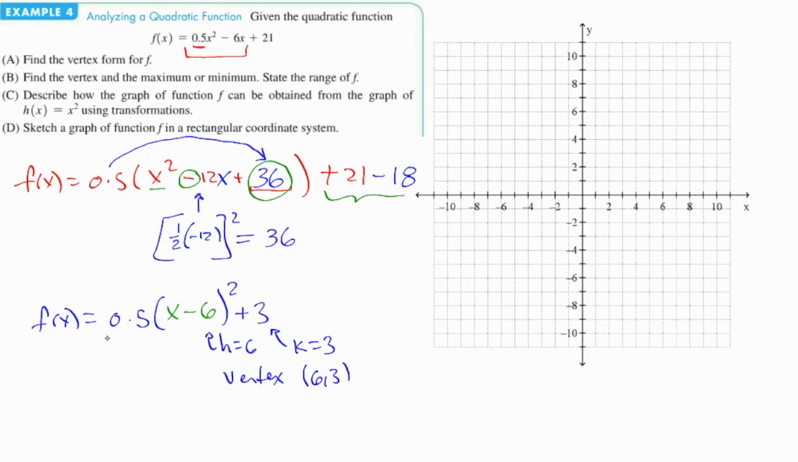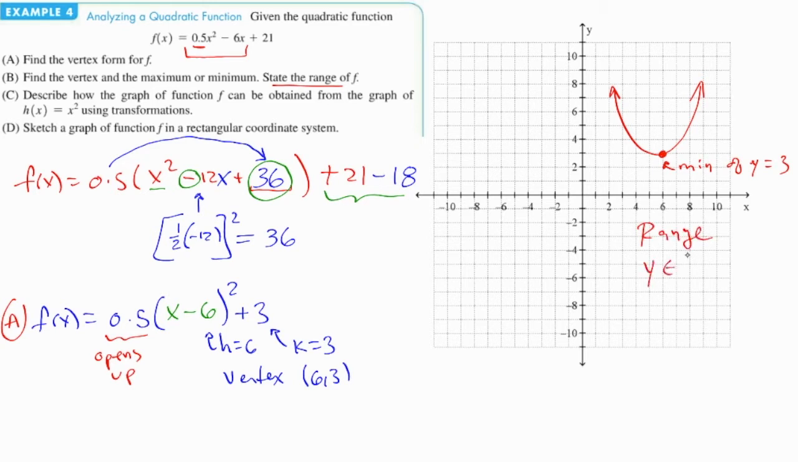And because our a value is positive, it opens up. So if I find 6, 3 and plot a point there, and I know that it opens up, I'm not getting exact points because we're just answering the questions they've provided for us. So here's part A, vertex form. Find the vertex and the maximum or minimum. Well, we see that this is a minimum of y equal to 3. State the range. So we can say that the range is y, which belongs to the set of closed bracket 3 to infinity with a parenthesis.